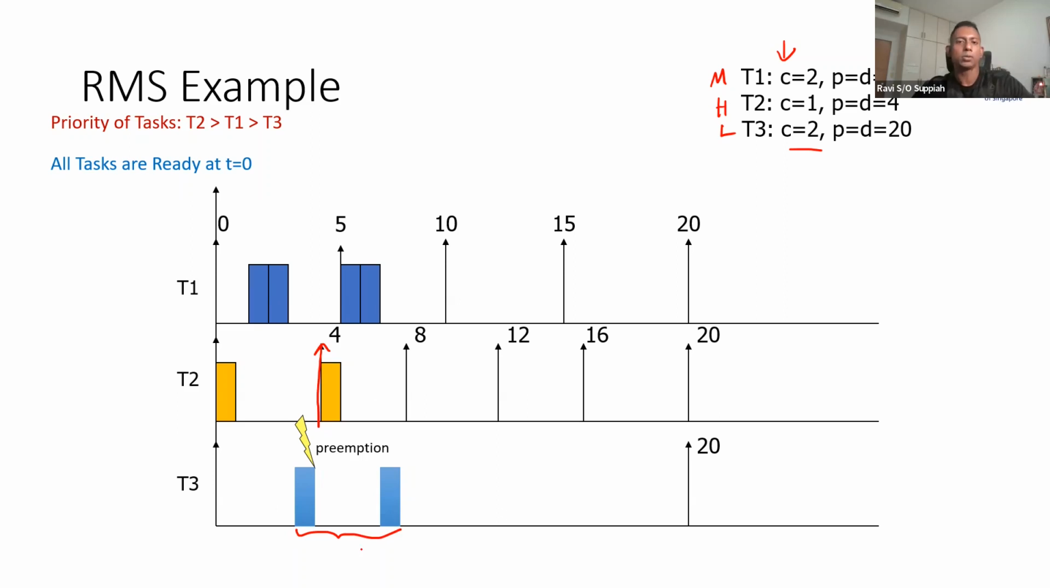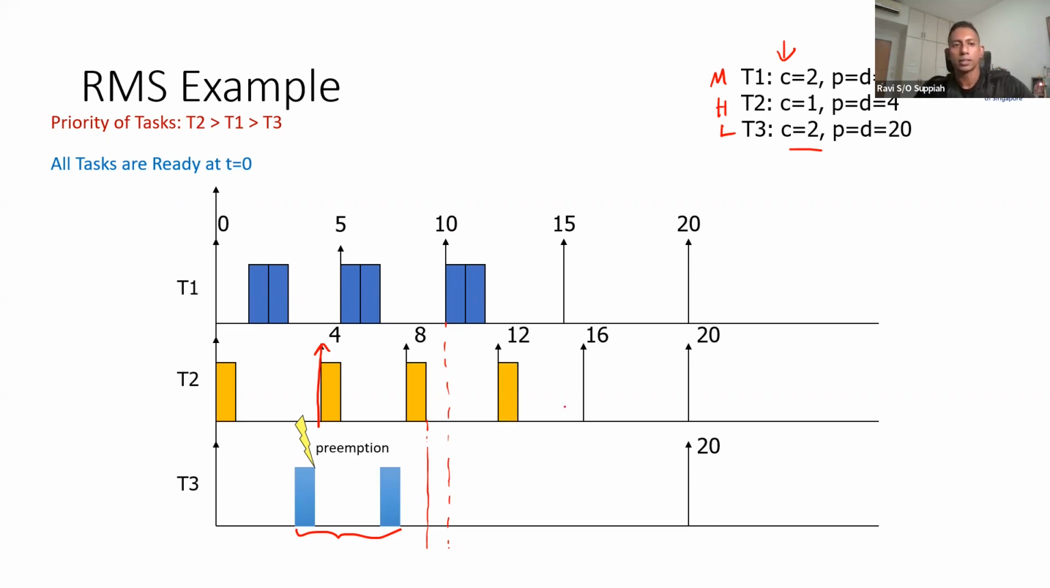Again at time t equals 8, the third periodic interval of task 2 runs. After that, what happens? There is a period of time where no task is running. Because of the periodic nature, task 3 has completed, task 2 has completed, and task 1 only comes in at time t equals 10. So there is a block with no task running, and at time t equals 10, the next interval of task 1 kicks in and it runs.